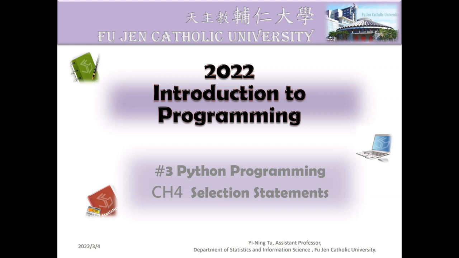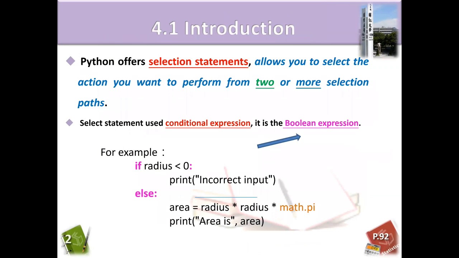Okay, so today the topic is selection statements, chapter 4. This is 4.1, introduction. Python offers selection statements, allowing you to select the action you want to perform from 2 or more selection paths. Yes, if you use selection statements, you will have at least 2 or more paths.